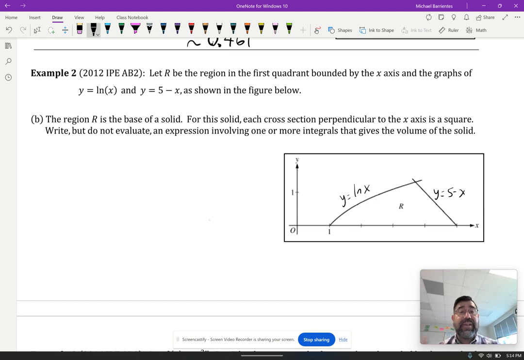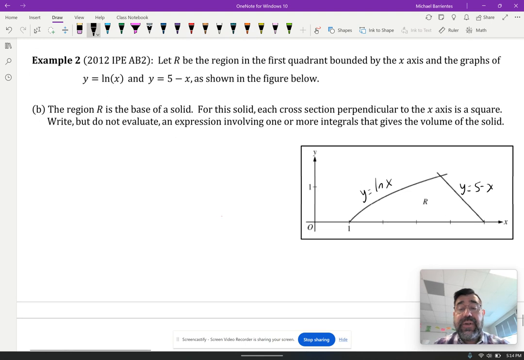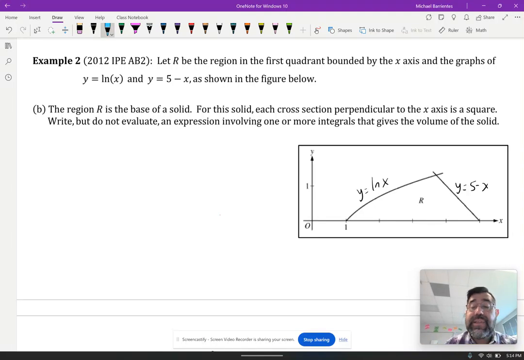Okay, so here's a very popular phrase. Write, but do not evaluate, an expression involving one or more integrals that gives the volume of the solid. Well, we're going to start where we started before, which is notice that the cross sections are perpendicular to the x-axis, so everything's going to be in terms of x.